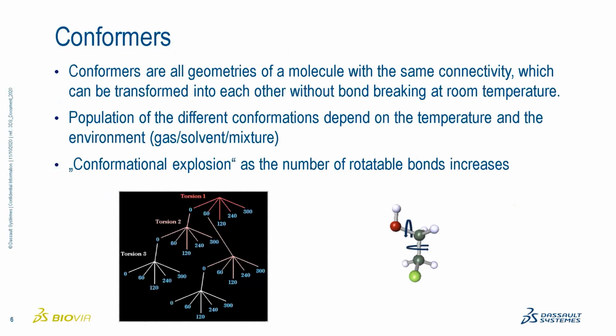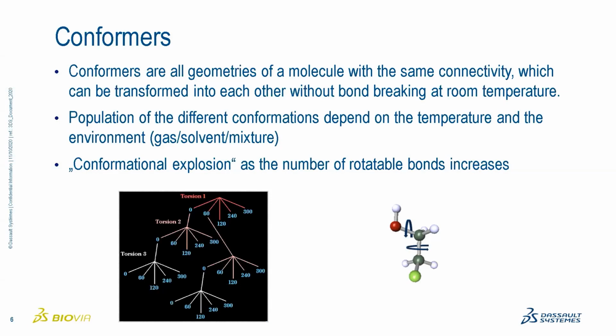Okay. What we have done until now was just doing the calculation for one molecule, one structure, but we all know that this is not always that simple, because we have to take into account conformers. So conformers are different molecules which have the same connectivity but different structure. And of course, they are different and they will influence our calculations. So the population of the different conformers depends on the temperature and the environment, right? We have a gas and solvent and a mixture of solvents. All this changes the population of the different conformations.